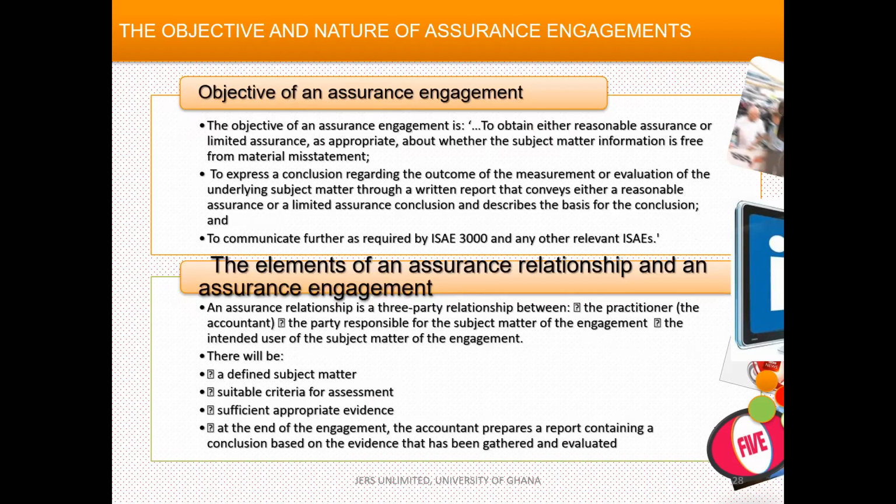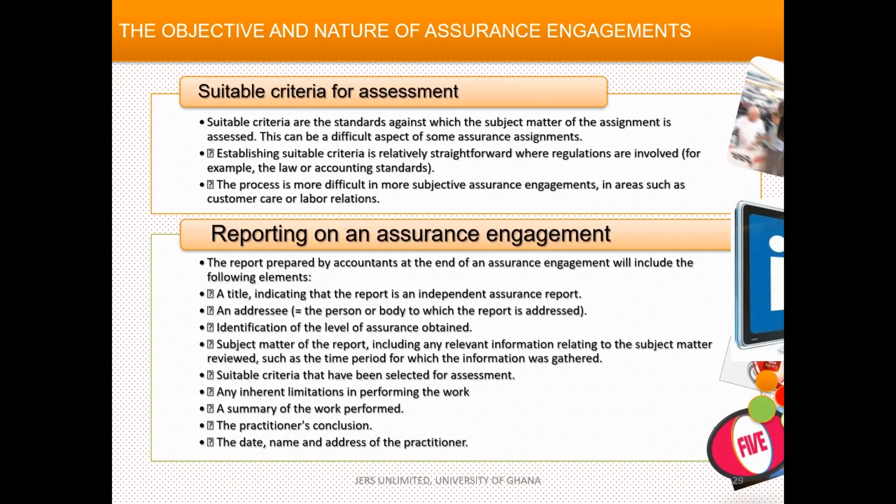We've talked about the objectives of an assurance engagement over and over again. The elements of an assurance relationship. I think we would have talked about this. An assurance relationship is a three-party relationship, right? We talked about the practitioner, the party responsible for the subject matter of the engagement, and the intended user. I think we've talked about this. Correct me if I'm wrong. That's, I think, the first lecture. The early part of the lecture. Yeah, that's the first lecture.